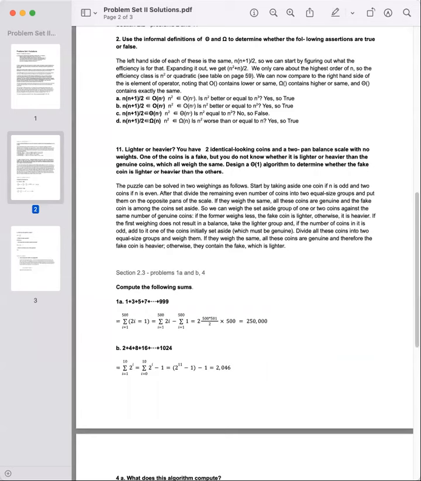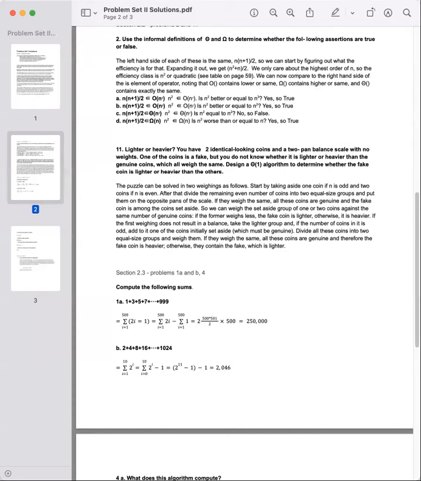Okay. So you start by taking 1 coin if n is odd and 2 coins if n is even. You then divide the remaining even number of coins, so we know we're going to have an even number when we do that, into 2 equal size groups. So if we had 5 coins, we now have 2 and 2. If we had 6 coins, we now still have 2 and 2. Okay. So those 2 equal size groups, you put them on for our first weighing.